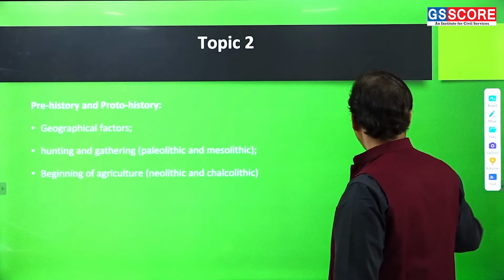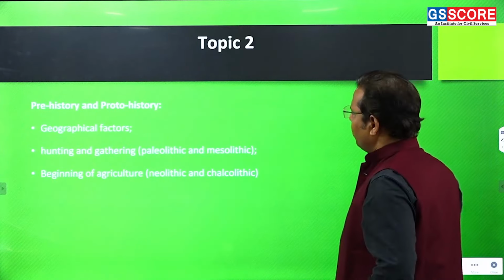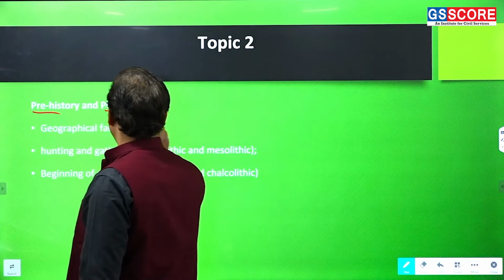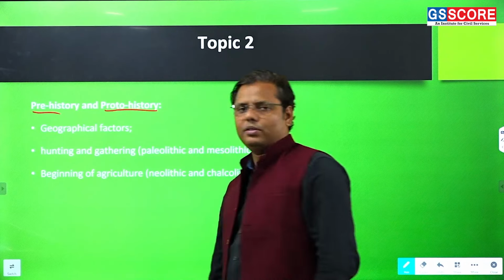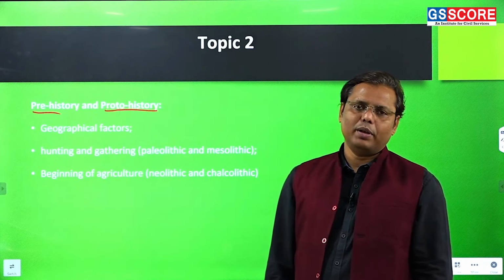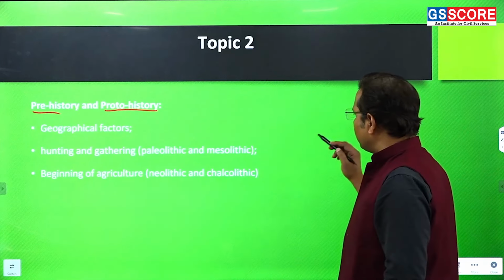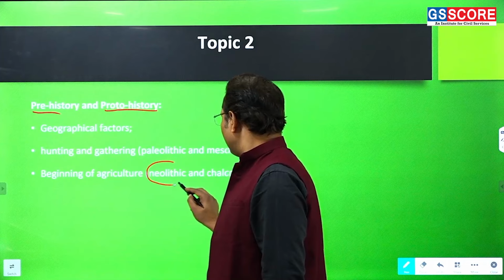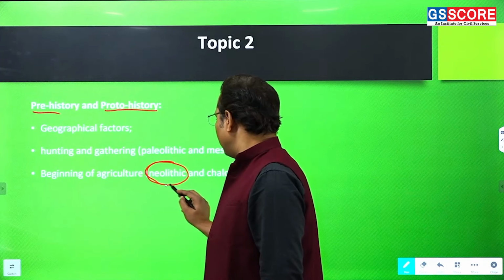Okay. Now moving to topic 2. Topic 2 is precisely about the prehistory and the proto-history. As I told you earlier also, this is one dimension or topic which is highly ignored by the students, and they focus just on one part. And what is it? This is the Neolithic. So most of the students do focus on Neolithic only.